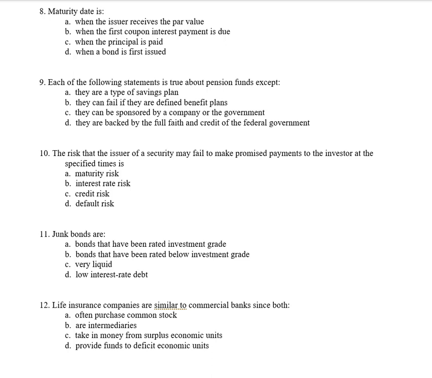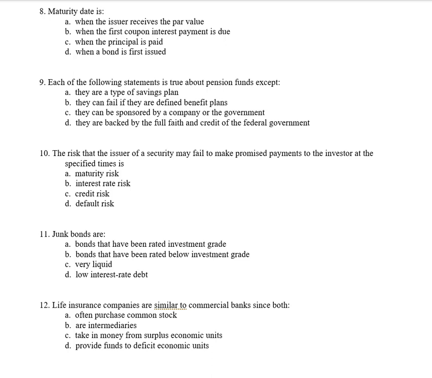And then finally, life insurance companies are similar to commercial banks since both, and the correct answer is B, are intermediaries. Life insurance companies are intermediaries as well as banks. They often purchase commercial stock. That's not true. Most of the time, banks are buying debt. And life insurance companies, their main investments are also bonds. They get premiums from people and investment from people, and they're buying typically bonds.